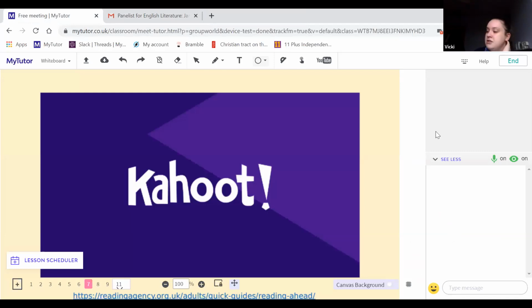It's really easy, and you can scan your books in as well, use the camera and scan the barcodes in, and it sorts it all out for you. So Goodreads is a really good place to go.